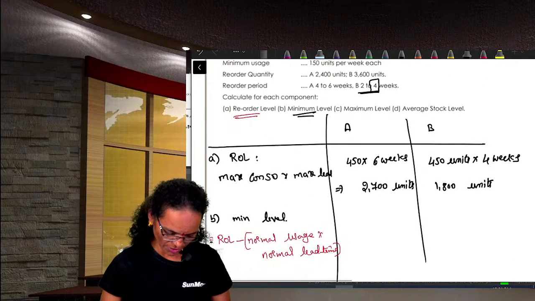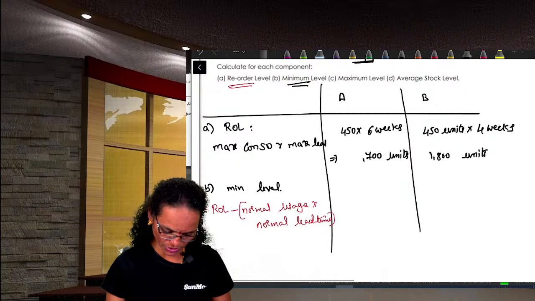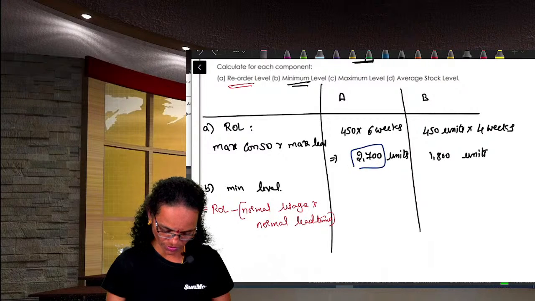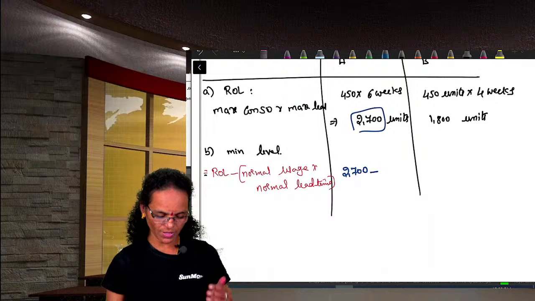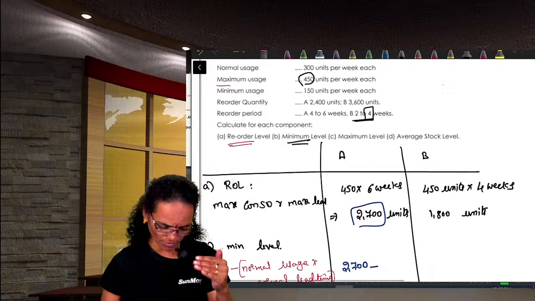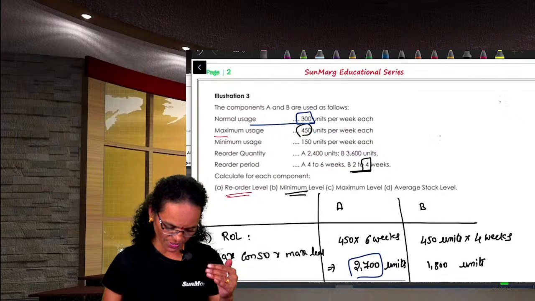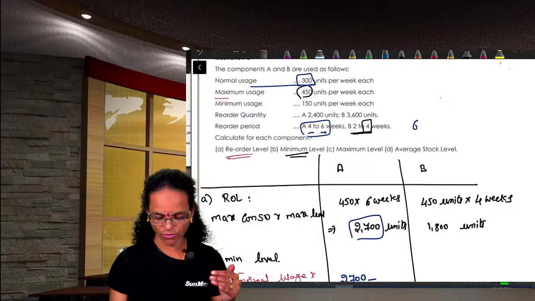So, reorder level for A is 2700 units. From this, you will be consuming normal usage. Normal usage is given here as 300 units per week, and the normal time to deliver the goods is 6 plus 4 divided by 2, which is nothing but 5.